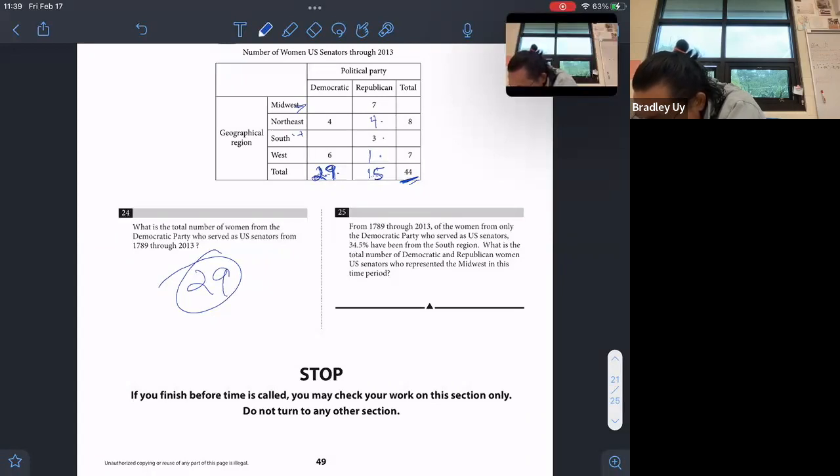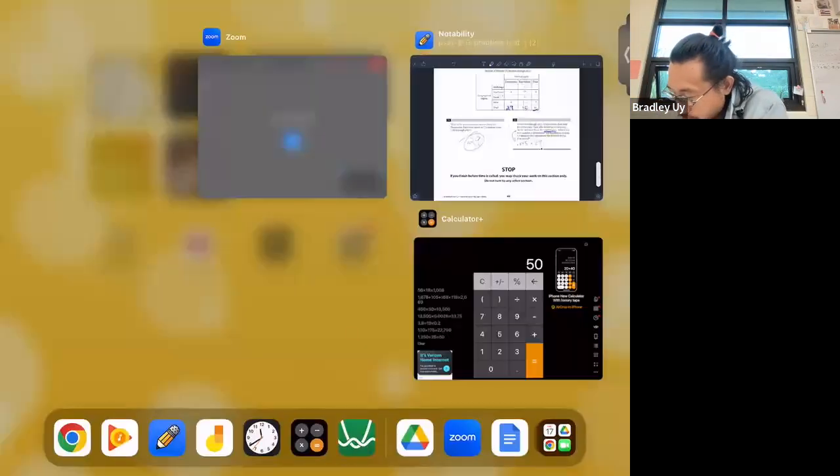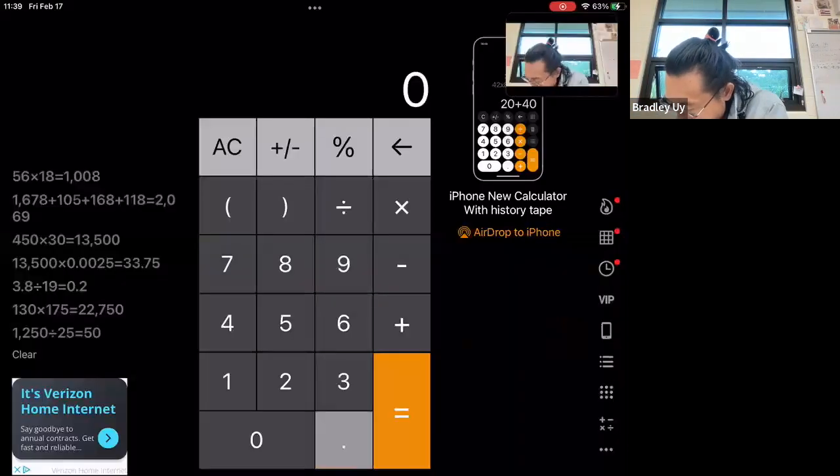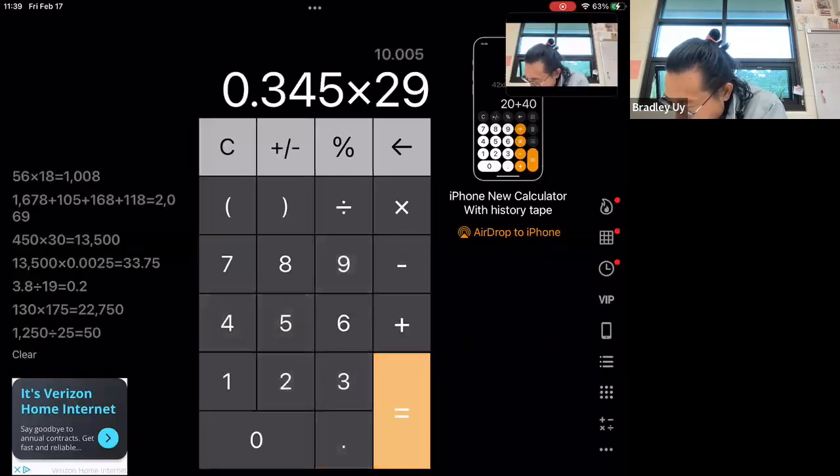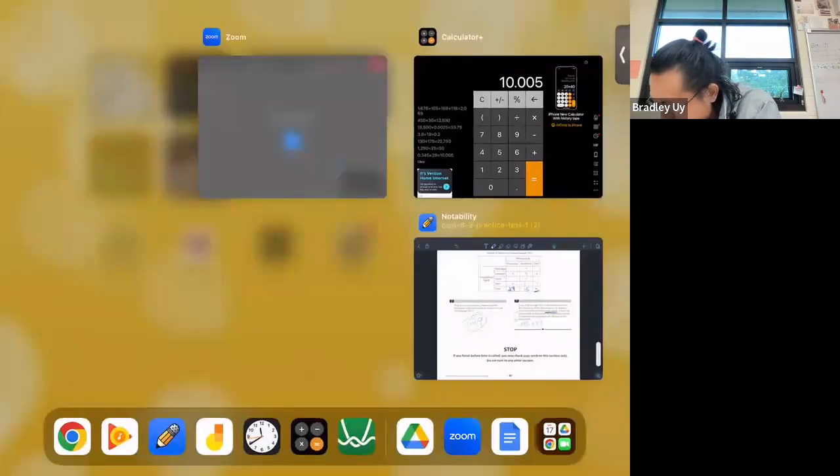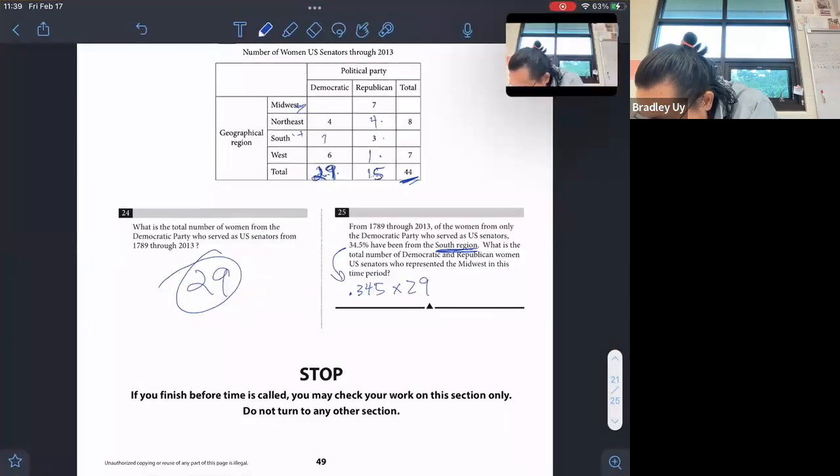In these years, of the women from the Democrats who served as senators, 34.5% were from the South. Of all the women from the Democratic Party, that would be of all 29. We convert that to a decimal, 0.345, and multiply that by 29, and that will tell us how many from the South. 0.345 times 29 is a fraction of a person, but it is close to 10. And that's how many served from the South.